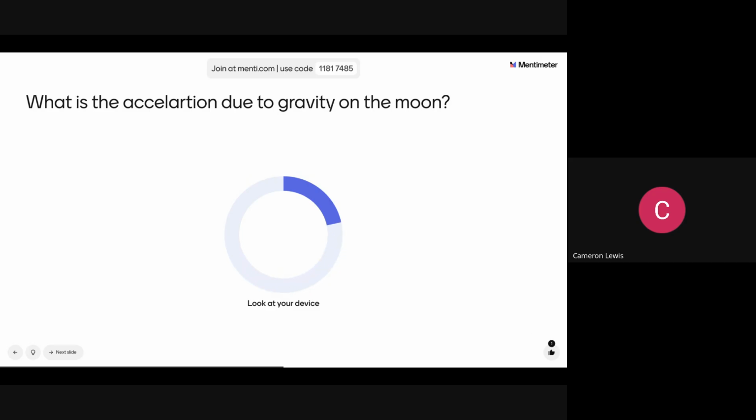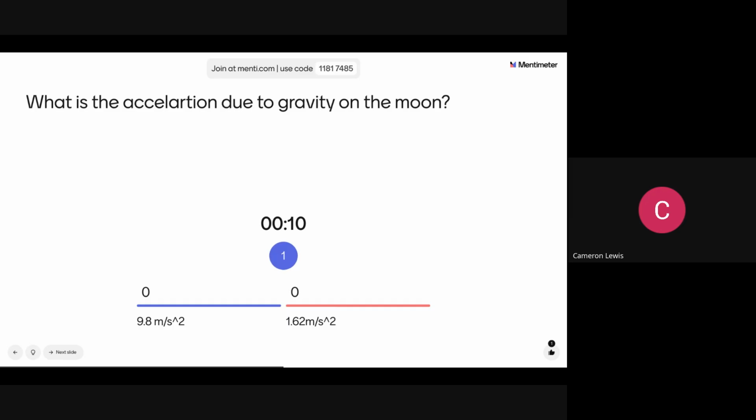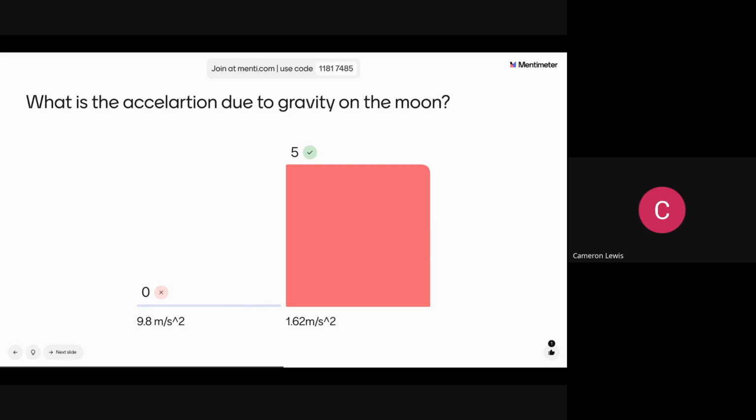What is acceleration due to gravity on the moon? 9.8 or 1.62 meters per second squared? 1.62. Now you don't need to know that by heart, but it's to show you that in different places, like the moon and the Earth, gravity is different. Acceleration due to gravity is different.